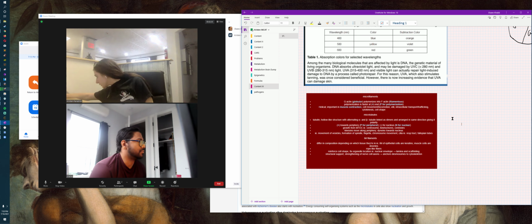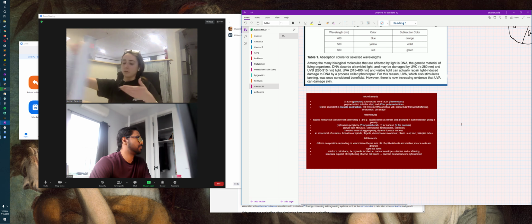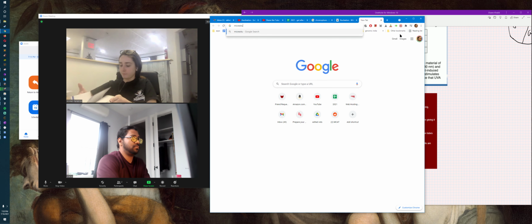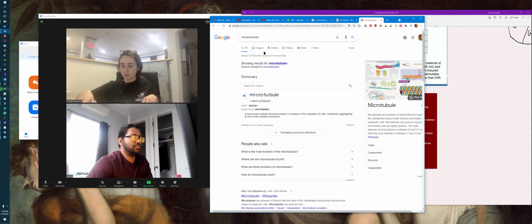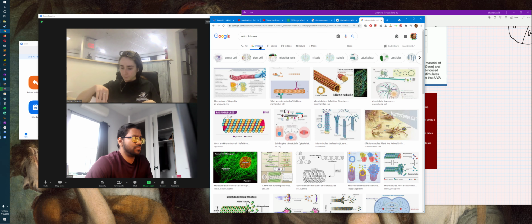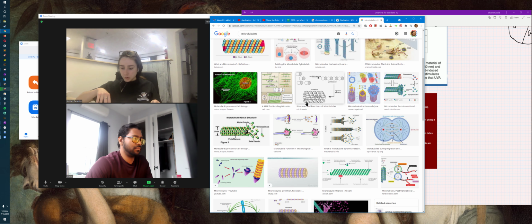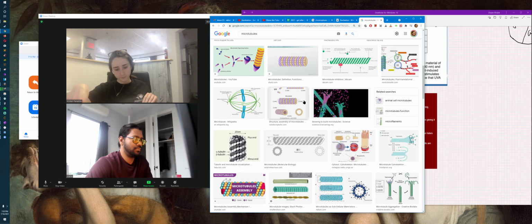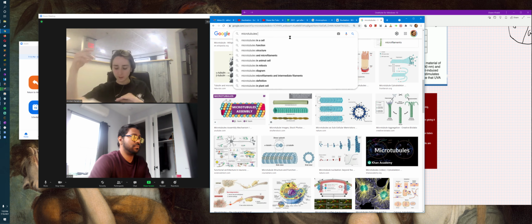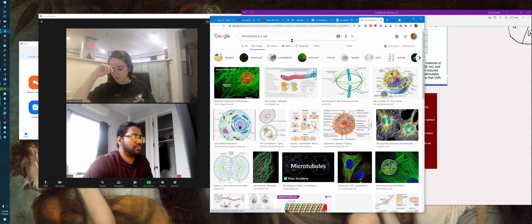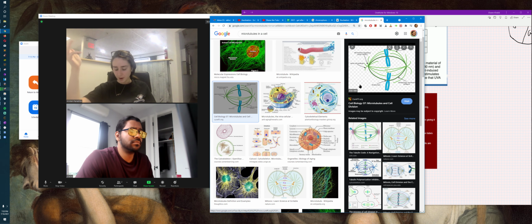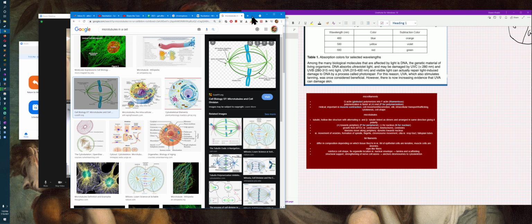Wait, I'm going to try and get a picture. Let's look at it. Maybe I have a picture. Actually, no, this doesn't really help because I have no idea where the microfilaments are. Oh yeah, those are things like actin. You'll see them in muscle contraction.